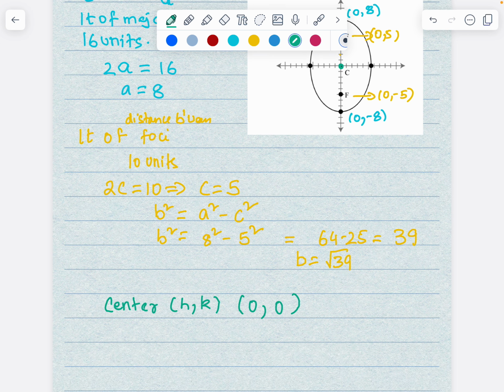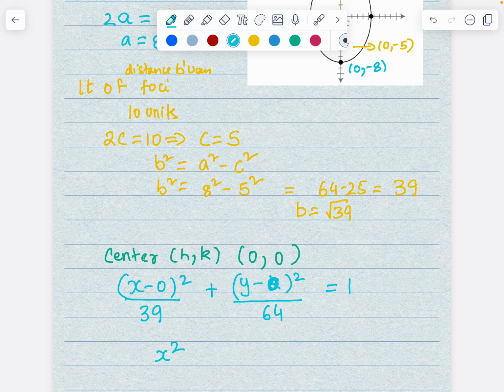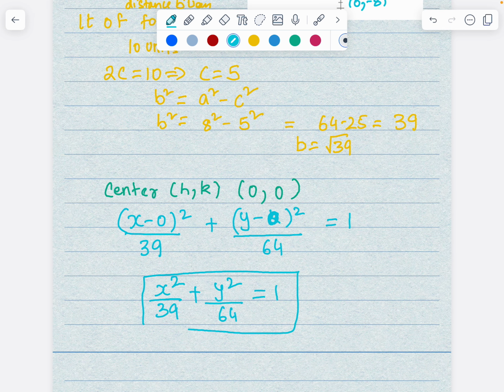So now we have all the values. We can put it in our equation, right? X minus 0 the whole square divided by b square, so 39. And again, y minus k the whole square. The major axis is on y, so the a value is underneath y, and a square is 64. That's equal to 1. Sorry, this is going to be 0. So the final equation is x square by 39 plus y square by 64 is equal to 1. So that's going to be the equation.